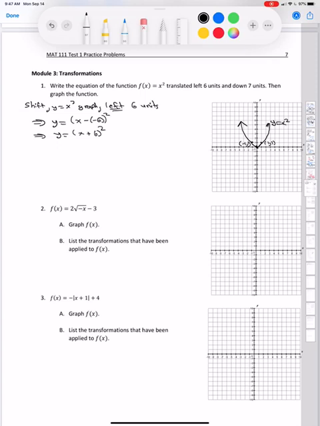So when you're looking at a horizontal shift, it's opposite of what you might think. When somebody says x plus 6, wouldn't you go right 6? Wouldn't you add 6 to every x coordinate? We're actually subtracting a -6. So every x coordinate, we would subtract 6 from it.